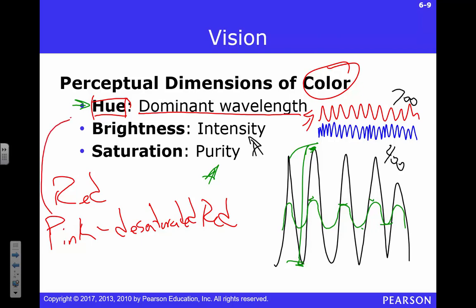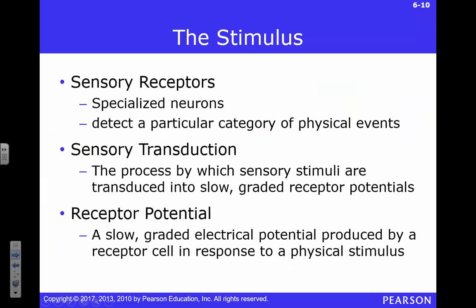Yes, the dominant wavelength is still going to be, let's say, 700 nanometers, but other wavelengths are going to be in there, right? And they're going to kind of dilute that. So you'll have other wavelengths of light in there that'll desaturate that and make that a pink.